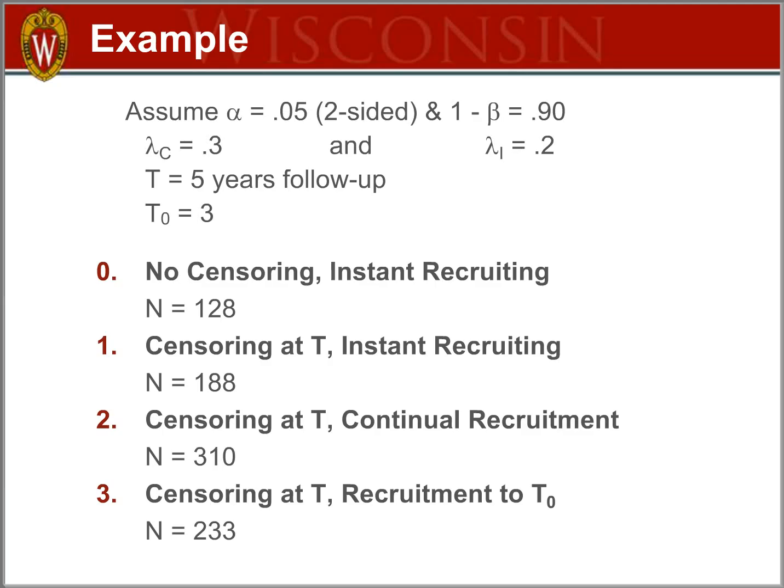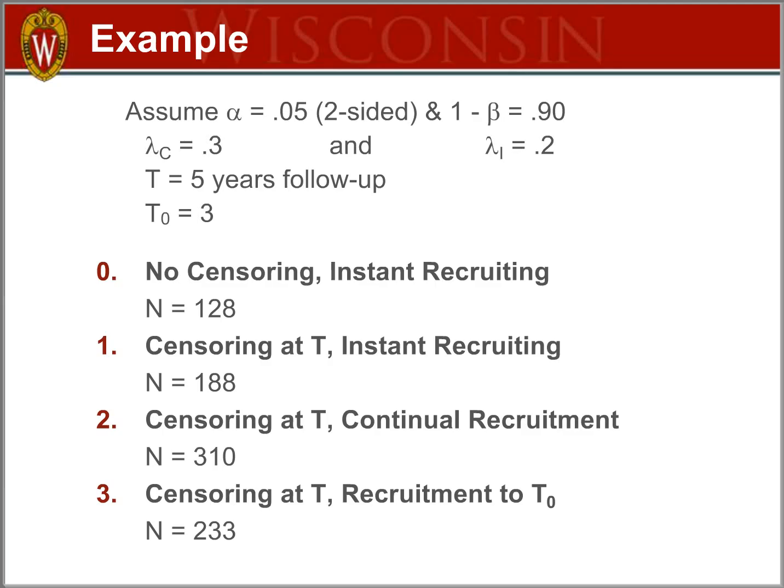Using these models, the first case is the unrealistic assumptions of following patients so they all have an event and instant recruiting. But that was a sample size in one arm of 128 patients. If we recruit instantly but follow patients to capital T, which is 5 years, we'd have more patients in the study, 188. Why? Well, we don't have as many events. We're not following all patients to the end. So we have less data, less precision, need more patients.